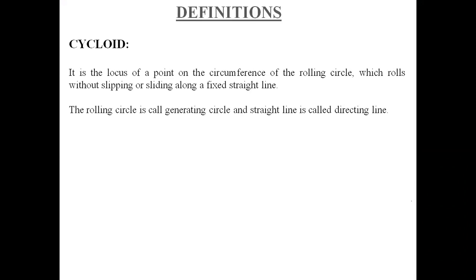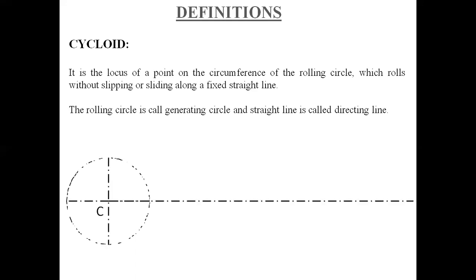It is the locus of a point on the circumference of a rolling circle which rolls without slipping or sliding along a fixed straight line. The rolling circle is called the generating circle and the straight line is called the directing line. Now take one example to understand this definition.